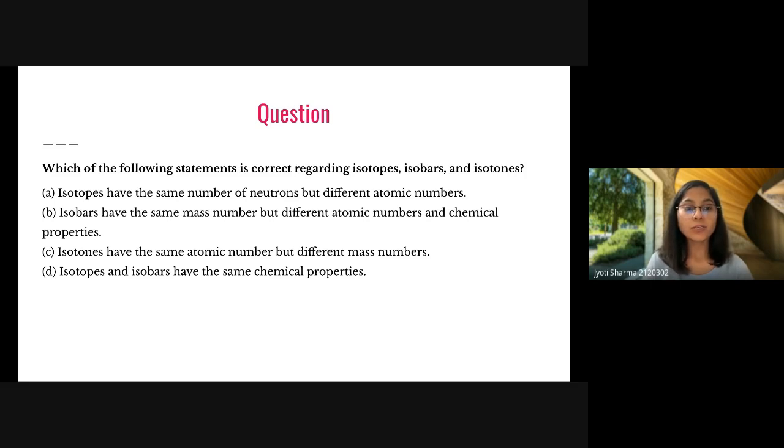So first option A is isotopes have same number of neutrons but different atomic number. B is isobars have the same mass number but different atomic number and chemical properties. C is isotones have same atomic number but different mass number. And D is isotopes and isobars have same chemical species. So can you give me the answer for this? Anyone?